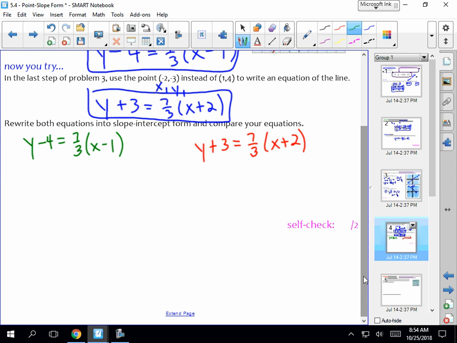So first thing I do over here, bring down the y minus 4, distribute the 7/3. So it's 7/3 x. 1 times 7/3 is 7/3. I'm distributing the 7/3. That's it. 7/3 x minus 7/3. Then what do I do to get y by itself? Plus 4, even though you don't want to because it's kind of ugly. That's what we're going to do. So it's y equals 7/3 x.